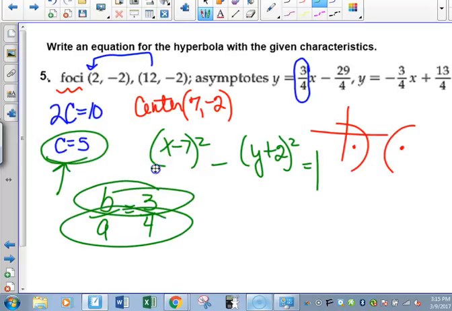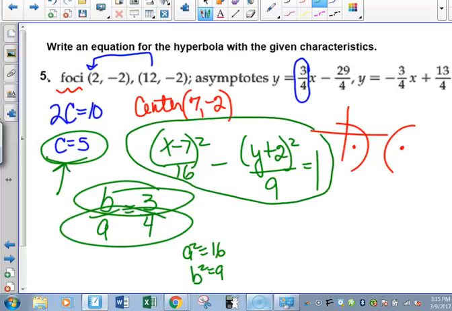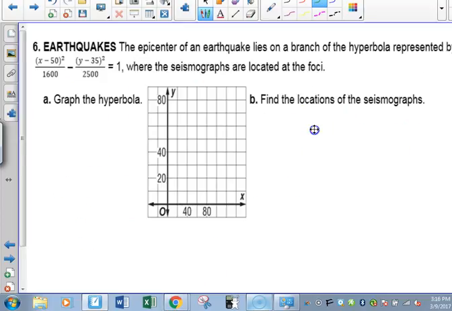So what are we going to have? This one is going to be over 16, and this one's going to be over 9, because A squared is 16 and B squared is 9, and we're done. If you find me one where it doesn't work and the slope isn't right, we'll go over it in class on Monday, okay? All right.